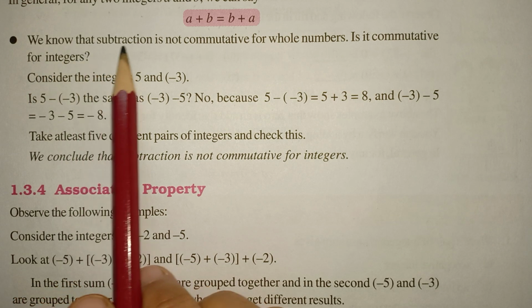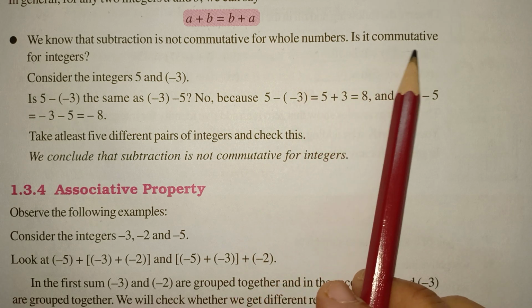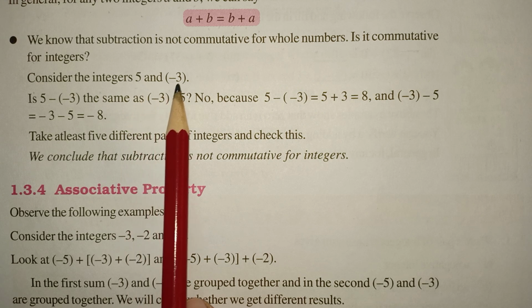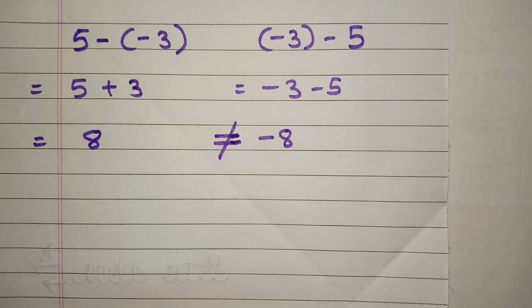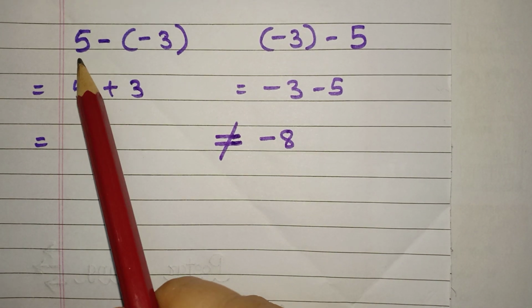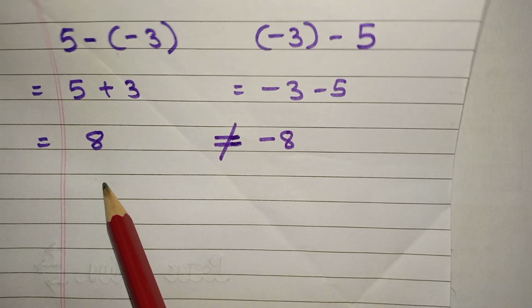We know that subtraction is not commutative for whole numbers. Is it commutative for integers? Consider the integers 5 and minus 3. Let's do this. After solving the sums, the first one I have written is 5 minus (minus 3). I got the answer 8.